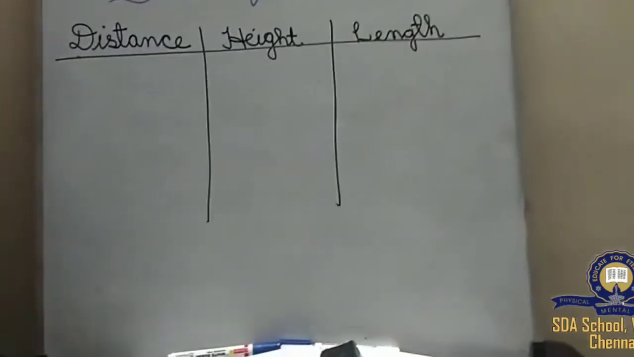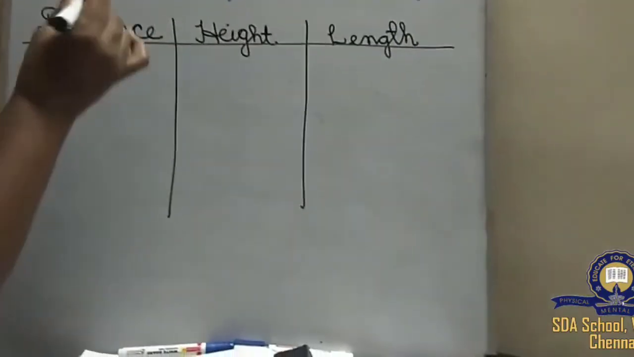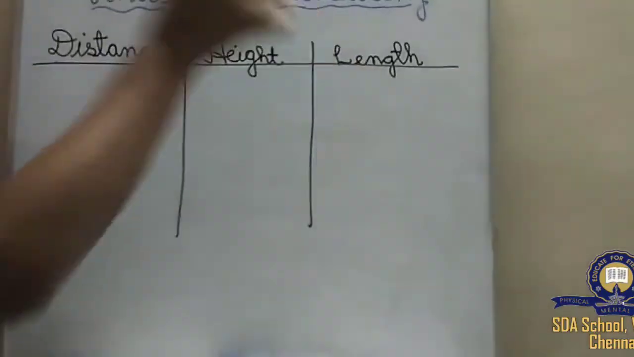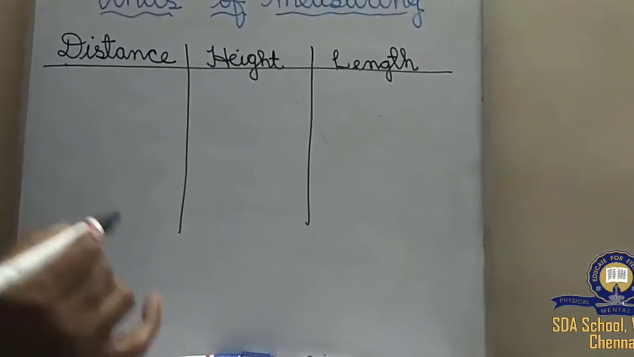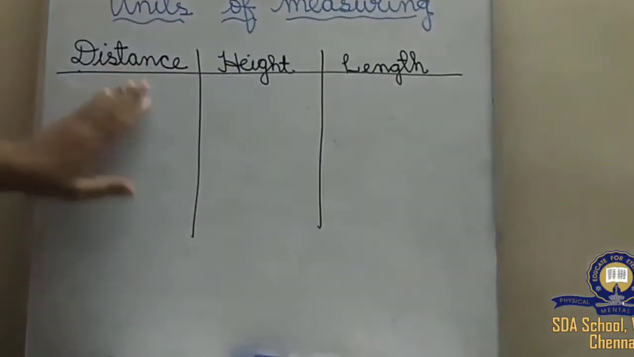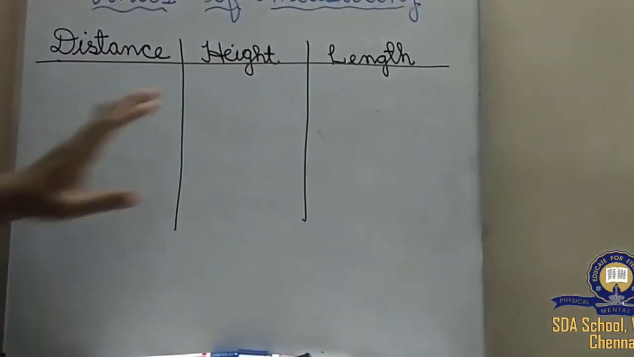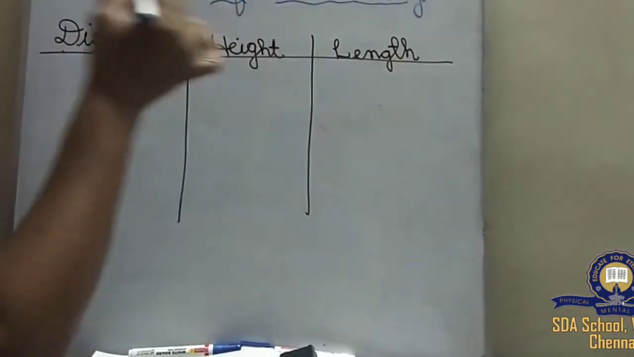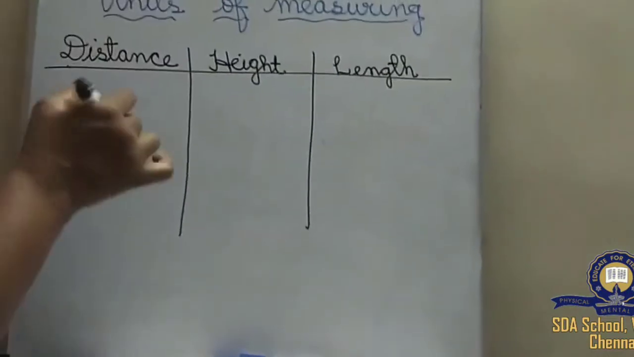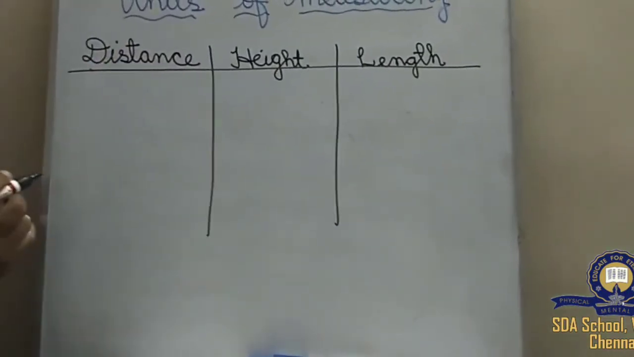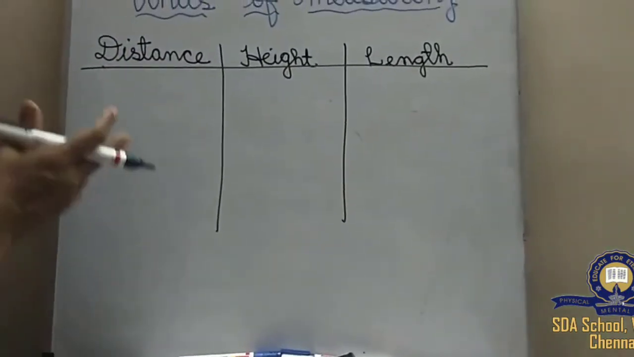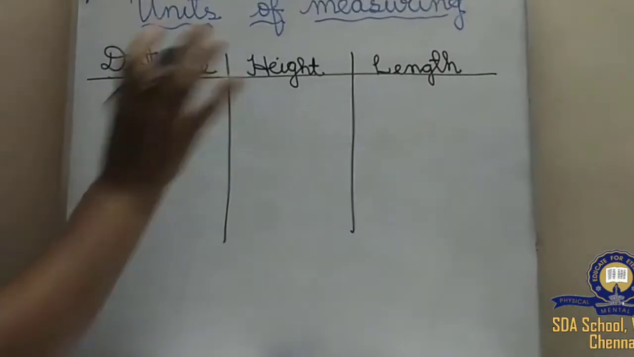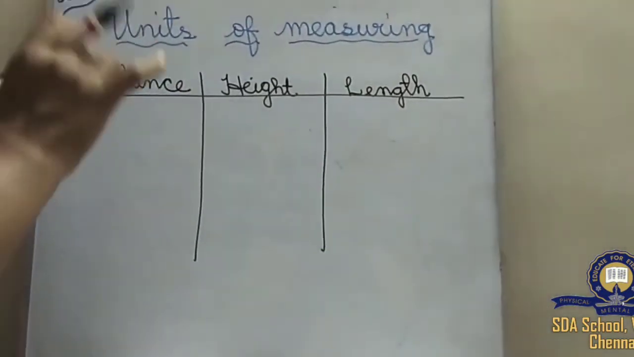Okay, children. First we learned the units of length, and now second we are learning the units of measuring. See, we have divided into 3 columns: distance, height, and length. In these 3, what units are we going to use? For distance, we can't write millimeter, centimeter and all. It's kilometer only that will come.